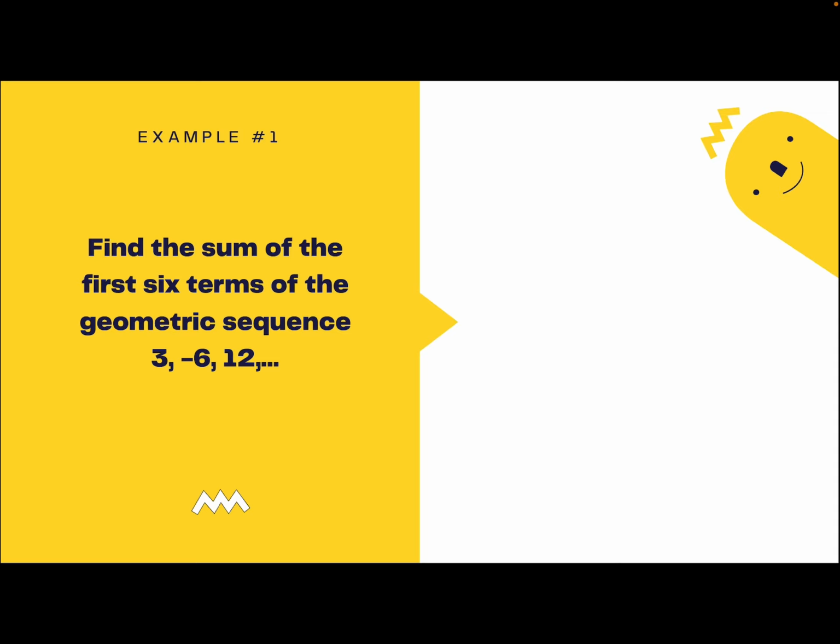For example, number 1, we're going to find the sum of the first 6 terms of the geometric sequence 3, negative 6, and 12. First, let us identify the given. The first term is 3, and n is 6 because we're going to find the sum of the first 6 terms. The common ratio: we divide the second term, negative 6, by the first term, positive 3. Negative 6 divided by 3 is negative 2. So that is our common ratio.